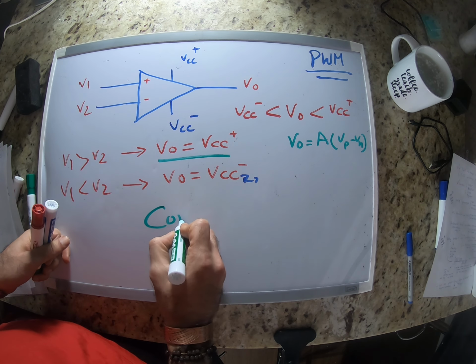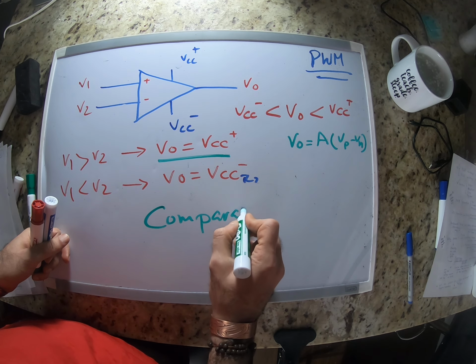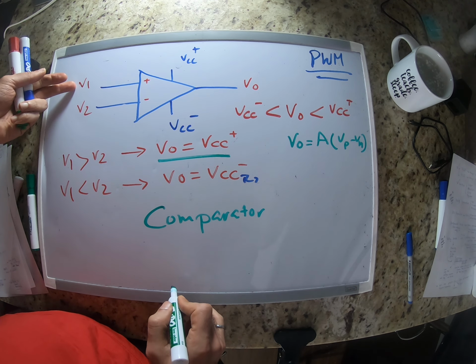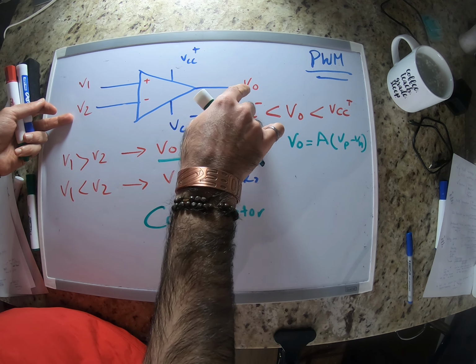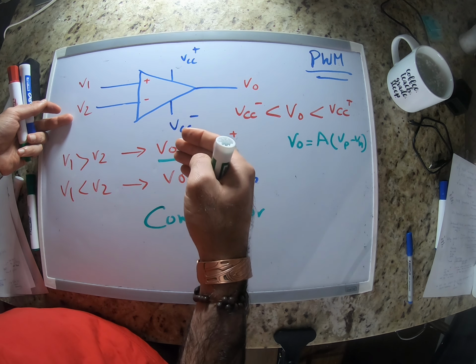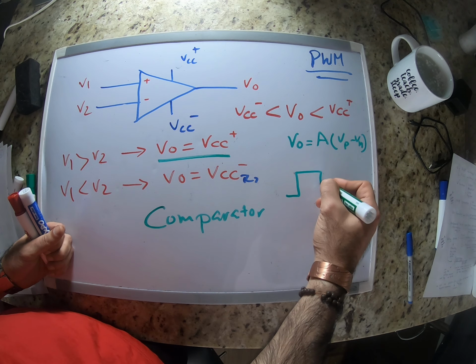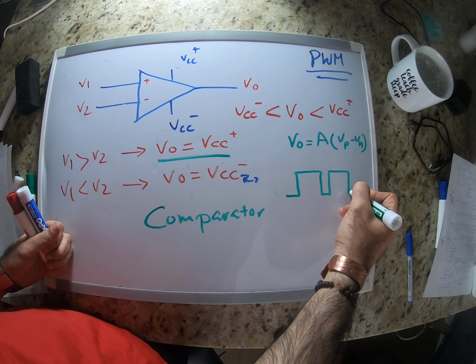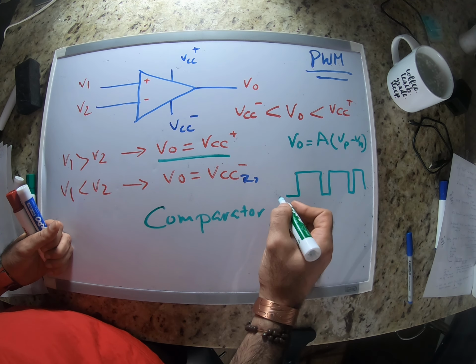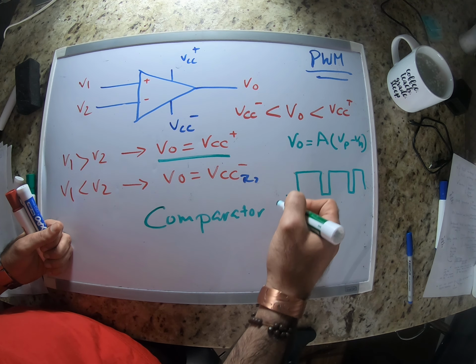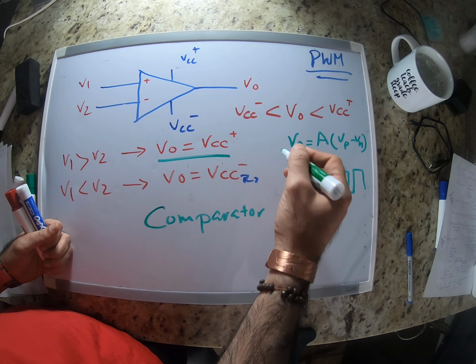the concept of a comparator that we can use, and this comparator has two output voltages and it switches between these two. That's exactly what we want. We want to create a square wave signal that jumps between two voltages, and we want to apply that to our gate, right?